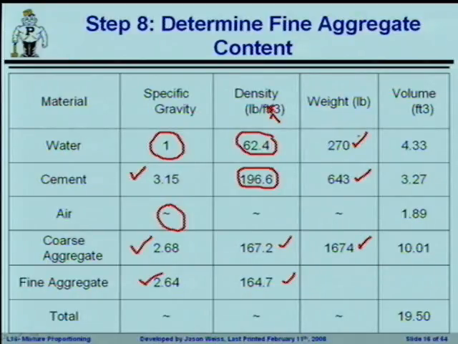And if we divide our weights by our densities, that tells us what the overall volume of those materials are. So what we can see is in a cubic yard of concrete, which is going to be 27 cubic feet, 1 yard is 27 cubic feet. What we would notice is that 4.33 cubic feet of that is going to be water. 3.27 is going to be cement.